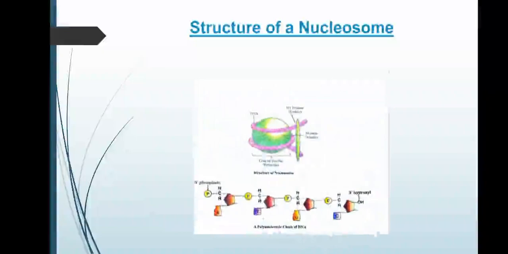Here we can have a look at how the nucleosome is formed. Here you can see in the center the octamer is present, and over that, DNA is wrapped. This is one nucleosome, and these repeating units of nucleosomes make the chromatin fiber.